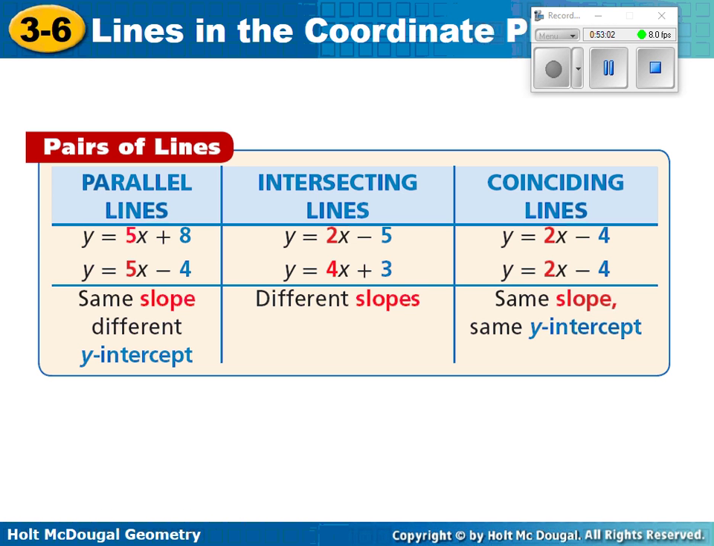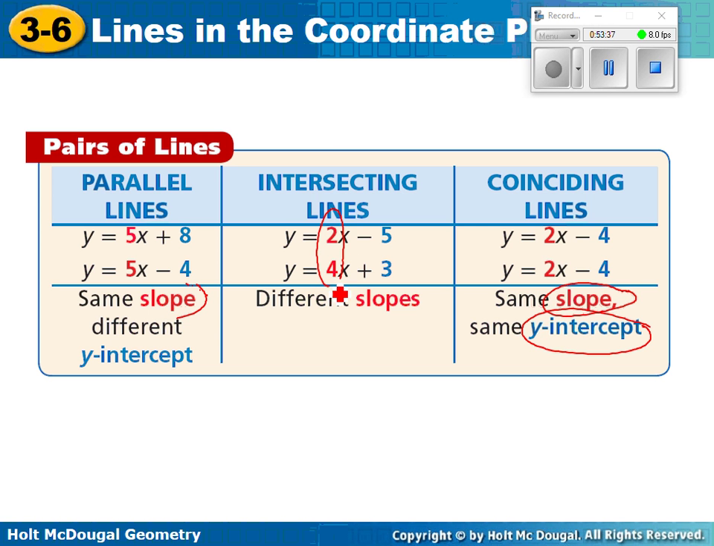Parallel lines have the same slope. Coinciding lines have the same slope and the same y-intercept. And if they're not parallel and they're not coinciding, then they might be perpendicular or they may just be intersecting. So sometimes on the homework it's going to say, tell me whether they're parallel, coinciding, or intersecting. And so all you're checking is, do they have the same slope but a different y-intercept, or the same slope and the same y-intercept? And if they don't have either one of those, then they're intersecting.